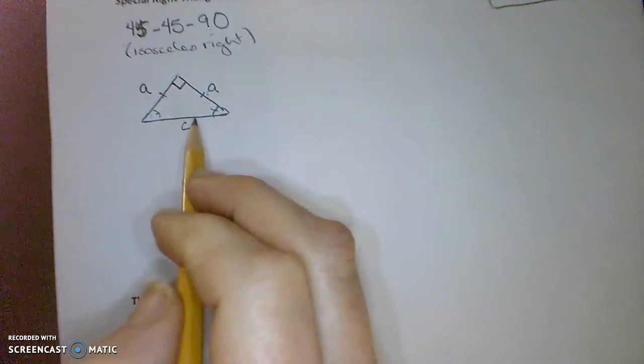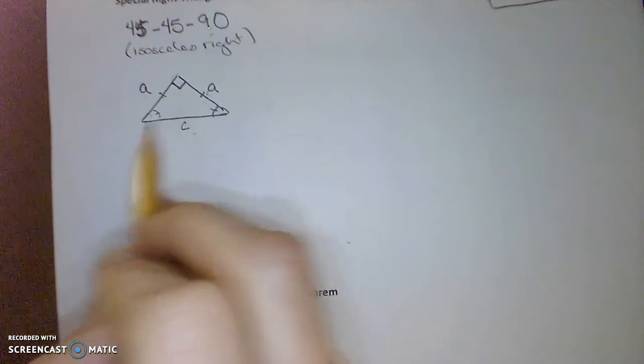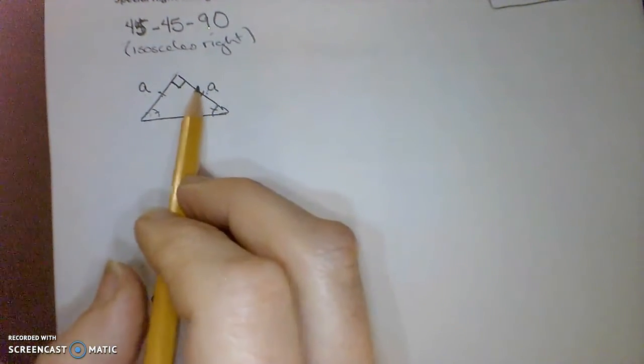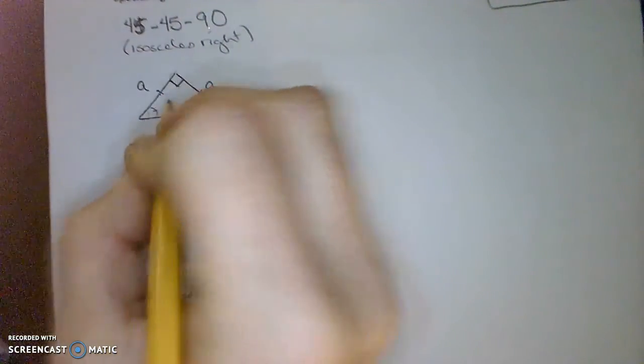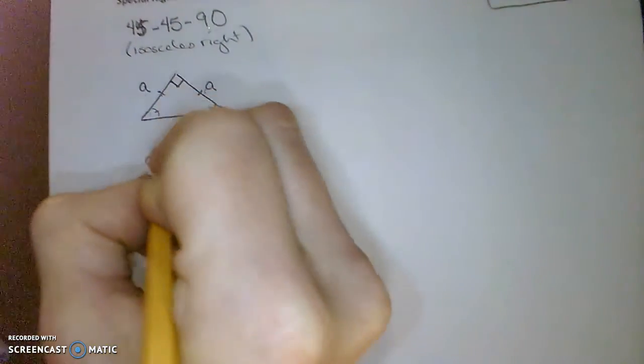Now there's a special formula for figuring out what the hypotenuse is if you know what one of the legs is. If you have an isosceles right triangle, because we know this formula, a squared plus b squared, but my b here is a again.